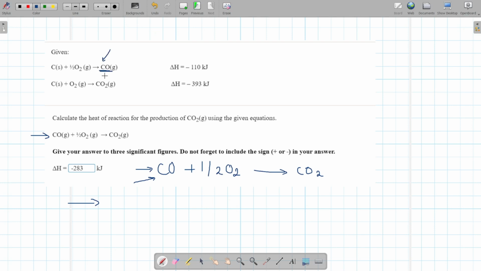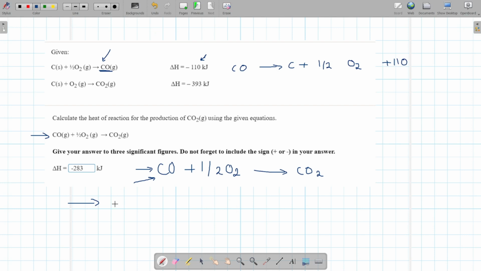So do you ask yourself, do I have to flip it? In this case, since it's in the products and we want it to be in the reactants, you have to flip it. So let's flip this equation. It's going to become CO to produce C plus half O2. And since we flipped it, what happens to the sign? It becomes plus 110.